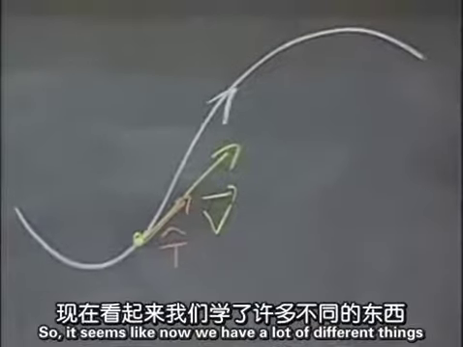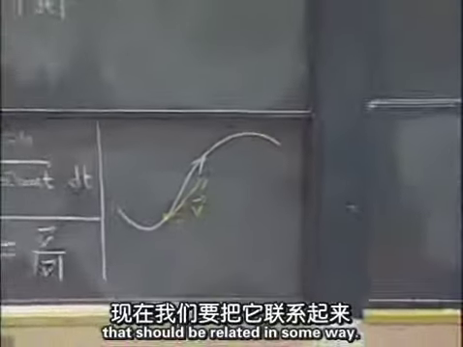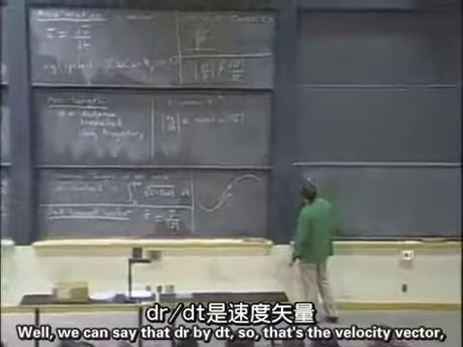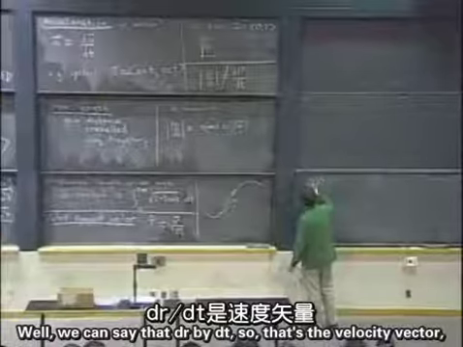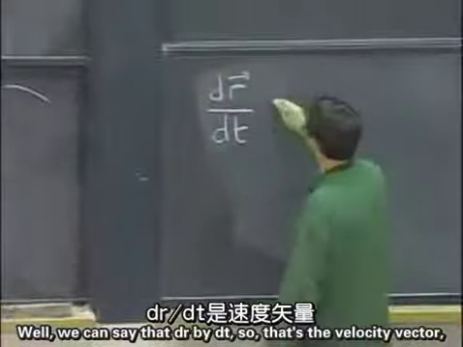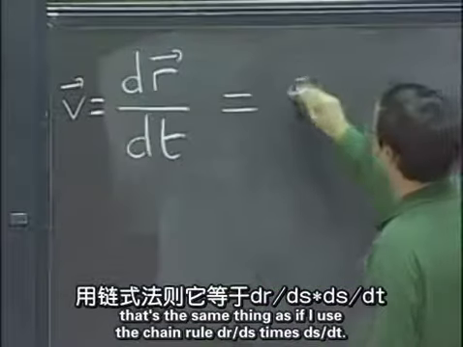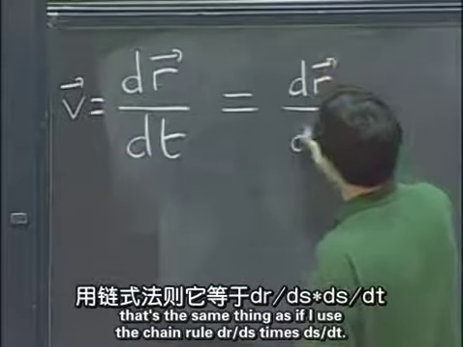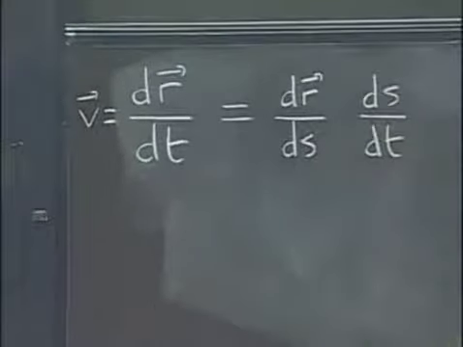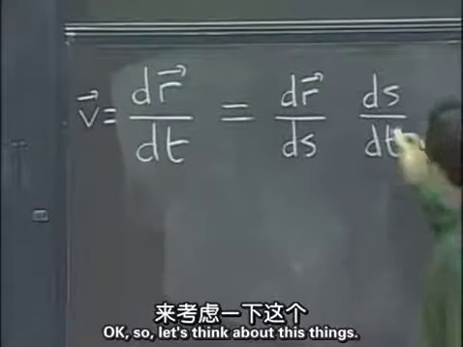So it seems like now we have a lot of different things that should be related in some way. So let's see what we can say. Well, we can say that dr by dt, so that's the velocity vector, that's the same thing as if I use the chain rule, dr ds times ds dt. Okay? So let's think about these things.